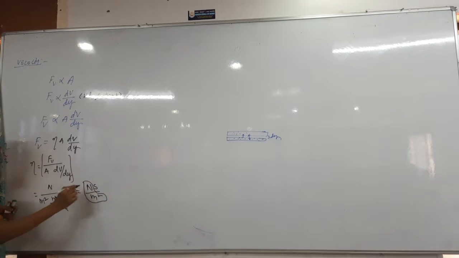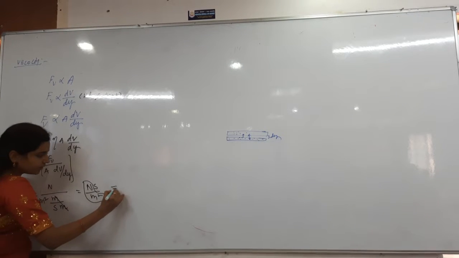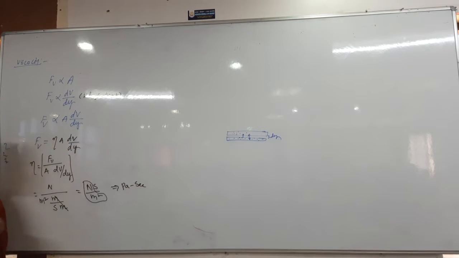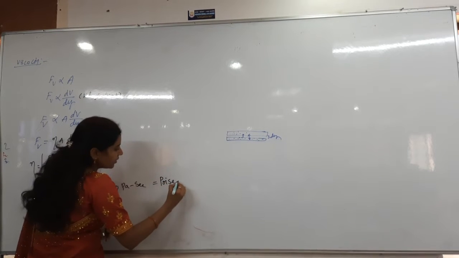What does Newton per meter square mean? Pressure units, Pascal, right? Pascal you have to take. Pascal, then this one is what? Yes, second. Pascal second is the unit of the coefficient of viscosity. And this Pascal second we cannot always say as Pascal second, they will say Poiseuille. So that Pascal second is known as a Poiseuille here.